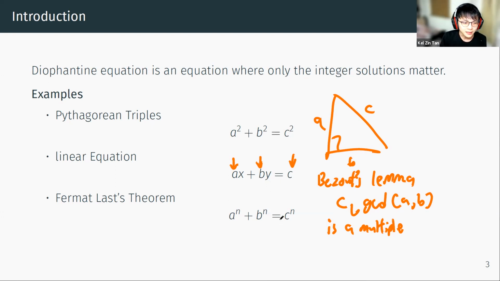Yeah. And then the last one is Fermat's Last Theorem, which is a very intensively researched topic. This one says that when n is larger than 2, I think it's larger than or equal to 3, we don't have a positive integer solution that satisfies the equation. Yeah, and that's some of the examples for the equation.